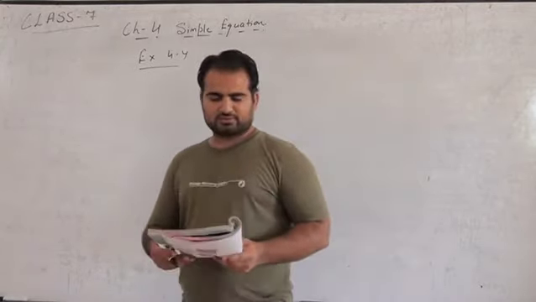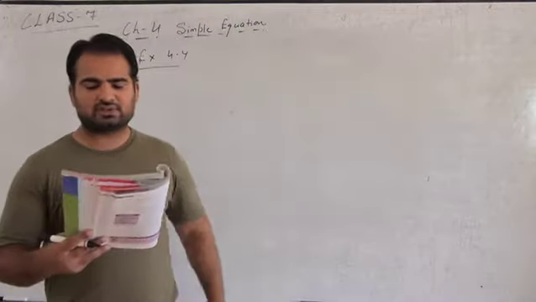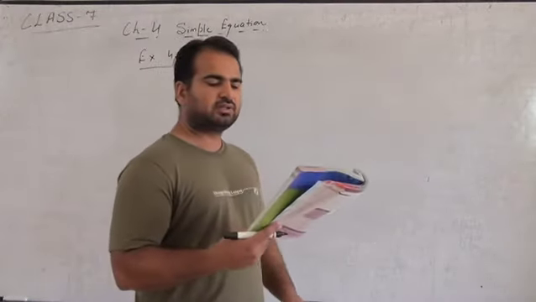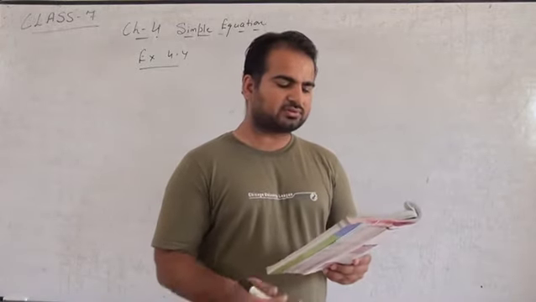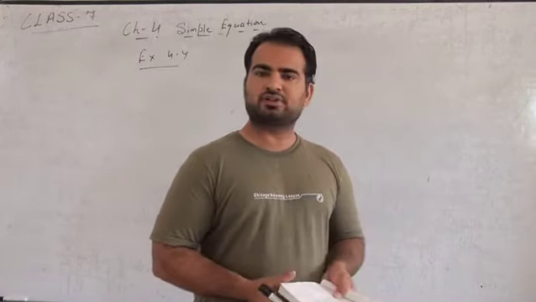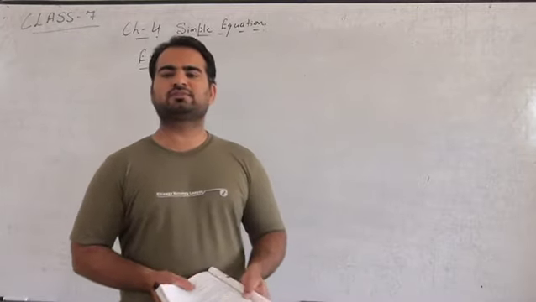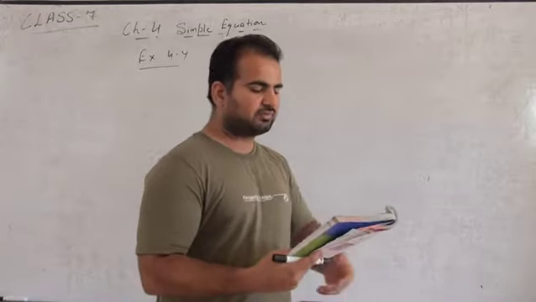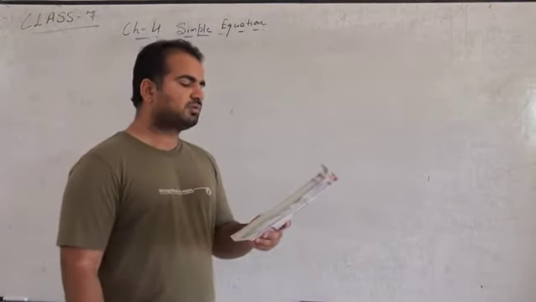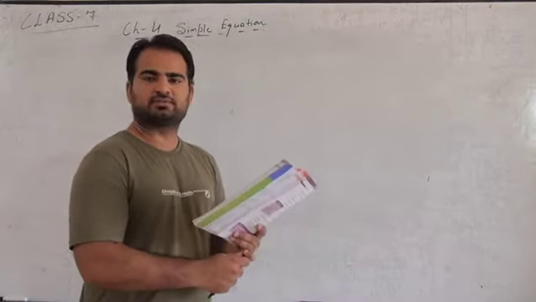Okay. So question number one is: set up the equation and solve them to find the unknown number in the following cases. What we have to do is read the question given below, find the equation, and then solve it. So the first question is: add 4 to 8 times a number, you get 60.